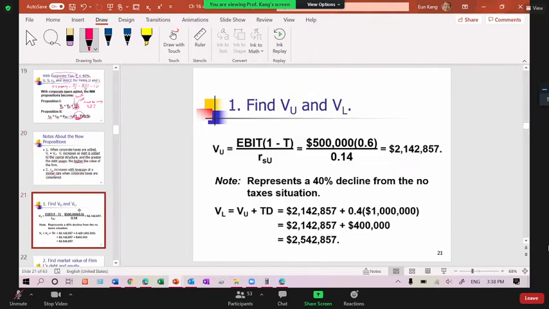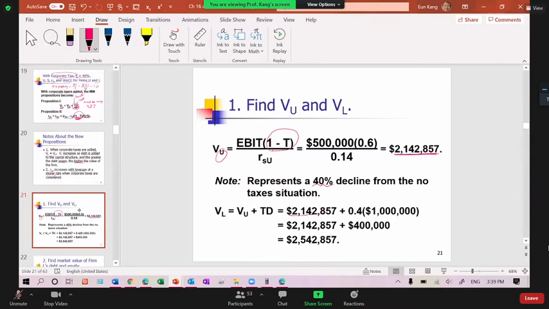Then let's use some numbers. Now, the difference is that it's not EBIT, but EBIT times (1 minus T), okay? With tax, corporate tax. So EBIT times (1 minus T). This one is VU, so it's just EBIT times (1 minus T). Then 2,142,857. So that represents a 40% decline from the no-tax situation.